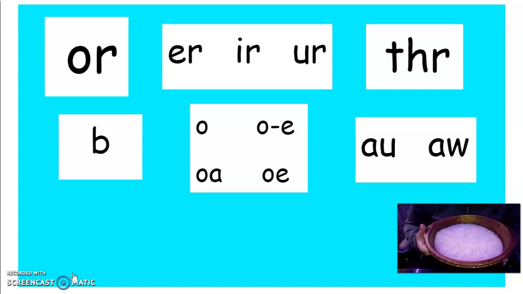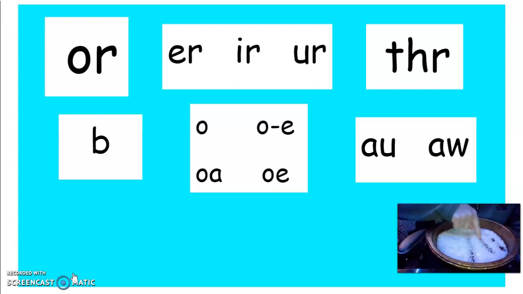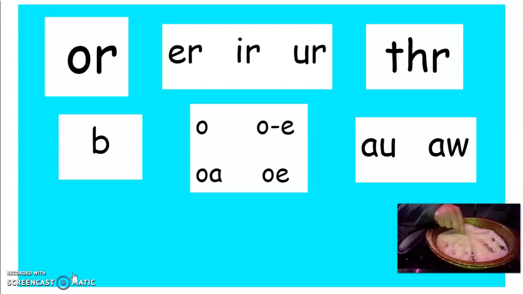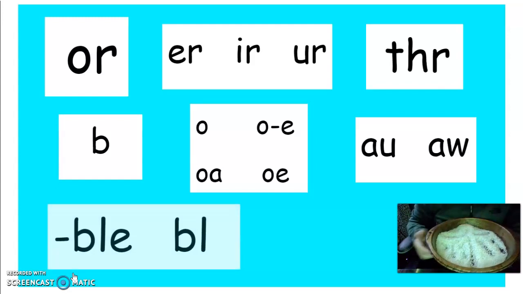The next sound is the sound bull. Bull. And we can break our board up into 2 sections because we know 2 ways to spell bull. I know that BL spells bull, and I know that consonant BLE can say bull. Great work.